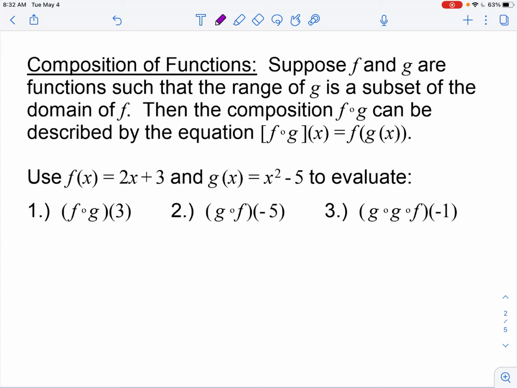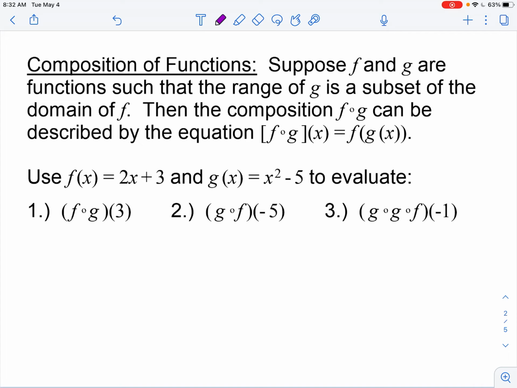All right, so what does it mean to find the composition of functions? This is actually exactly what we did in our warm-up problem. Suppose you have two functions, f and g, and that the range of g is a subset of the domain of f. All that means is that the numbers you're getting out of g are numbers that you could have plugged into f. Don't stress about that part too much.